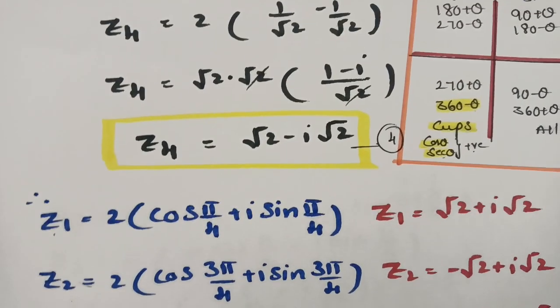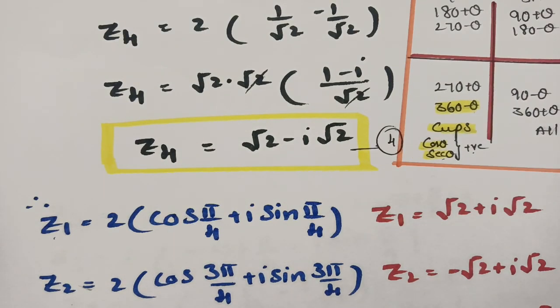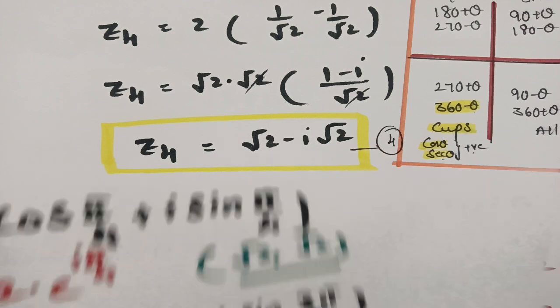And now, after finding all these poles, what do we have to do? We have to check whether these poles are inside the contour, on the contour, or outside the contour. So what is the contour here?